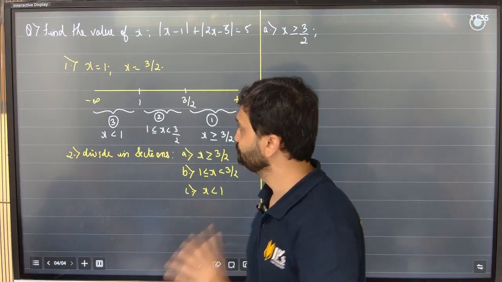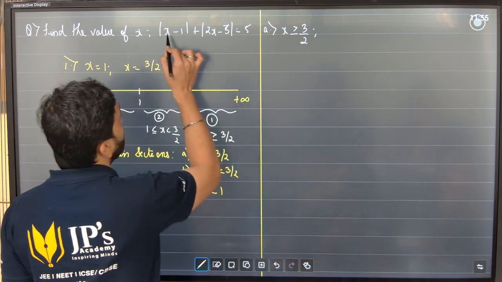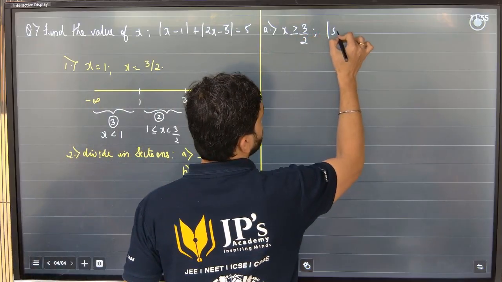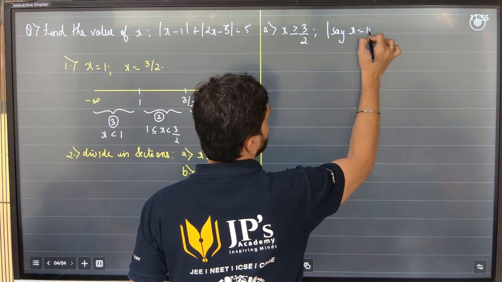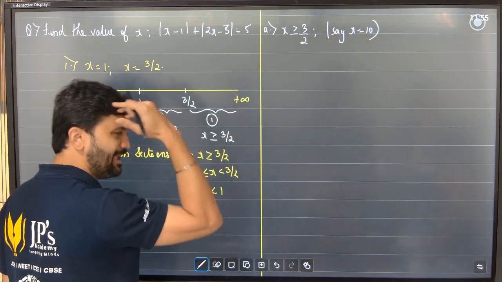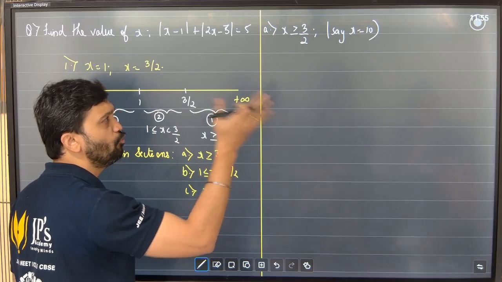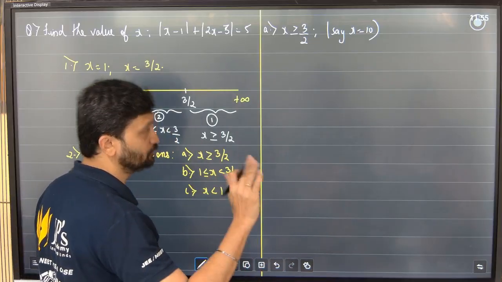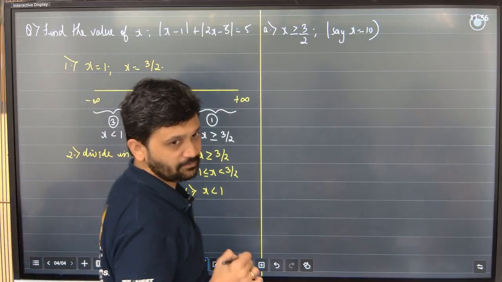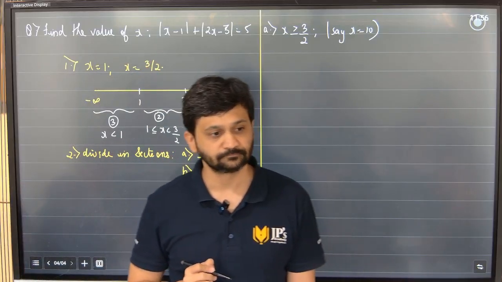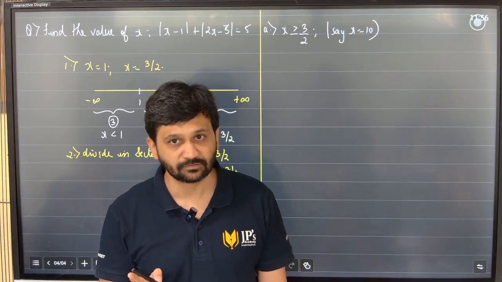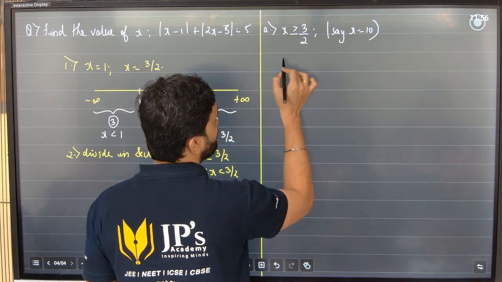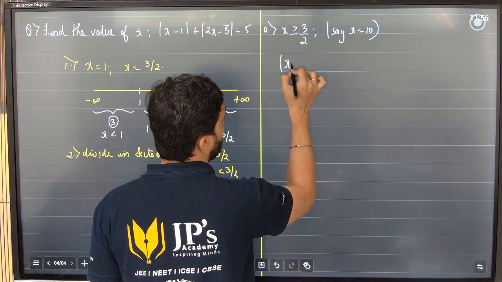Let's take 10. 10 minus 1. Assume x equals 10. You can take any value, guys: 2, 3, 4, 10, 100, 1000, anything. It has to be greater than or equal to 3 by 2. Take 1.51 if you like. If I put x as 10, what is 10 minus 1? Is it positive or negative? Positive. If I take x as 10, 10 minus 1 will give a positive value. Hence, removing the mod, I will write it as positive.